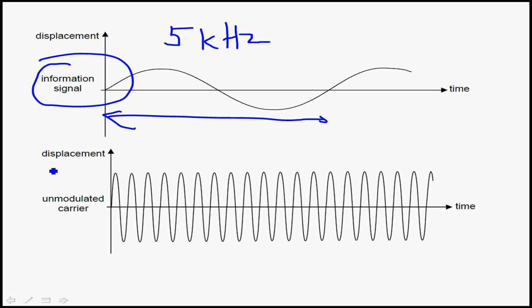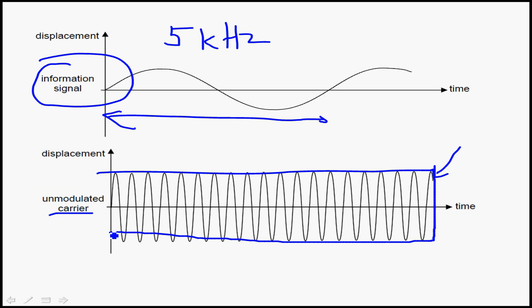Now what we have here is an unmodulated carrier wave. I'll tell you in a moment what modulation means. But what I'm going to do here is generate a high frequency carrier wave. So this is just a high frequency carrier wave. It contains no information here.